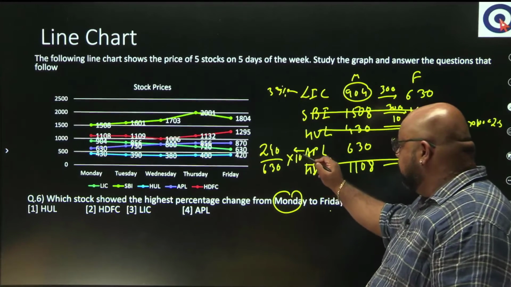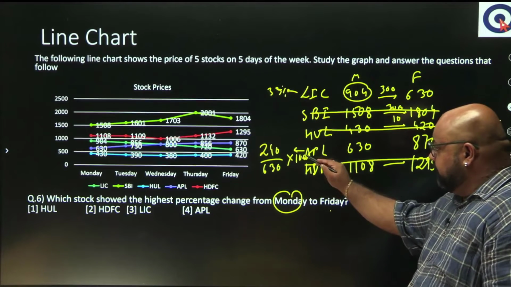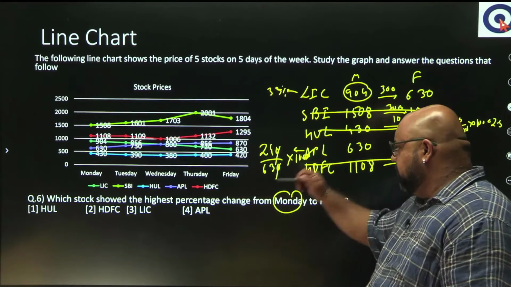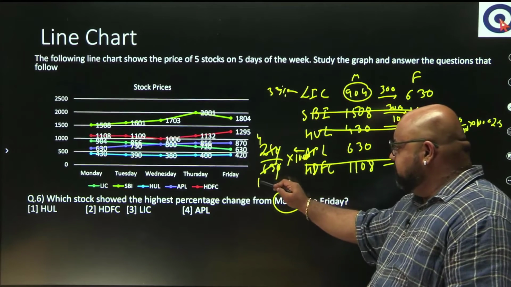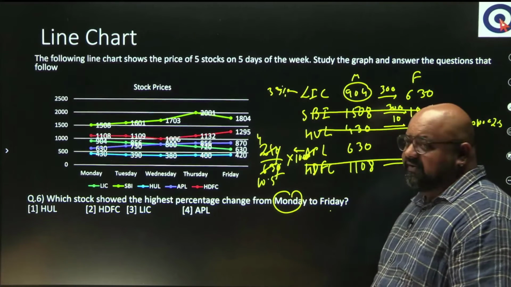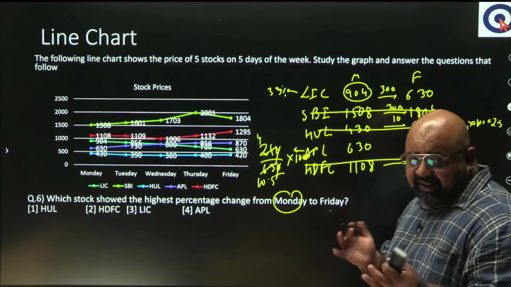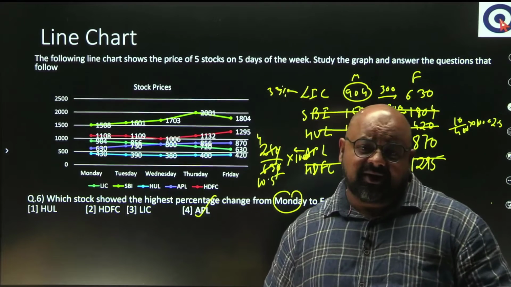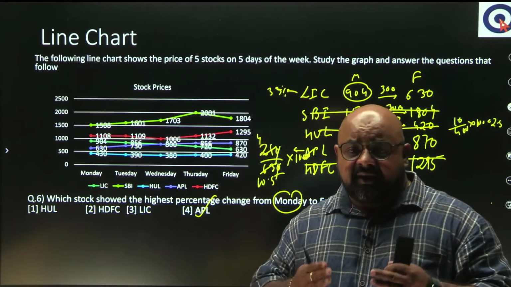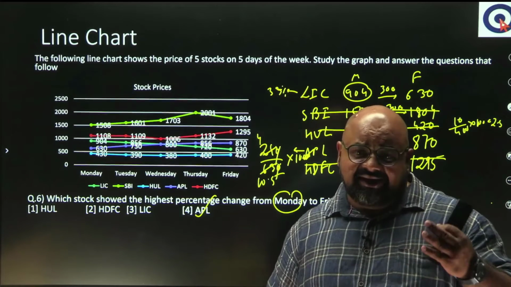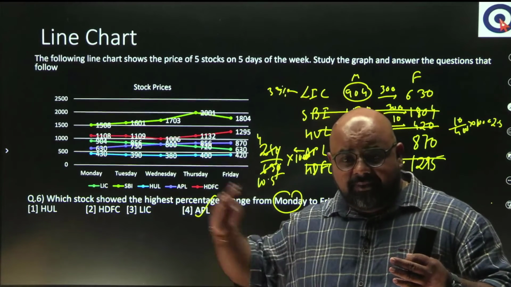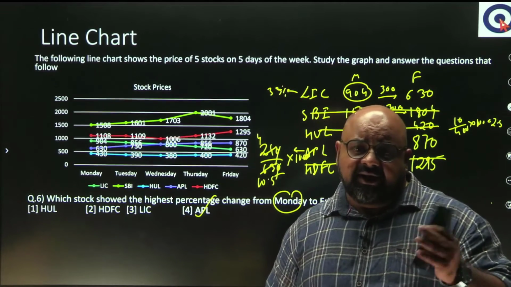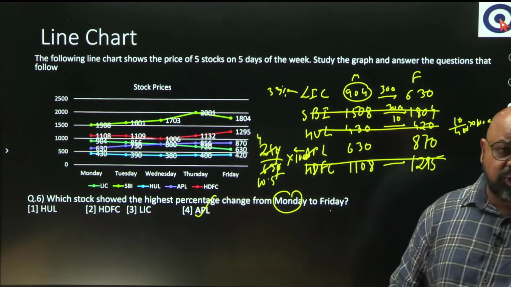into 100, right? If we do try to solve it, this will come out to 6 4s are 24, 6 10.5. 24 upon 60 is 4 upon 10.5, which will be closer to 40%, and therefore by approximation I can say APL will be the value. Please understand, there is no point trying to find out the exact values for all of them, especially when the values are a little spread out, because I can see that LIC is closer to 33 and APL is closer to 40. I can very well say that APL will have more percentage growth than LIC here.